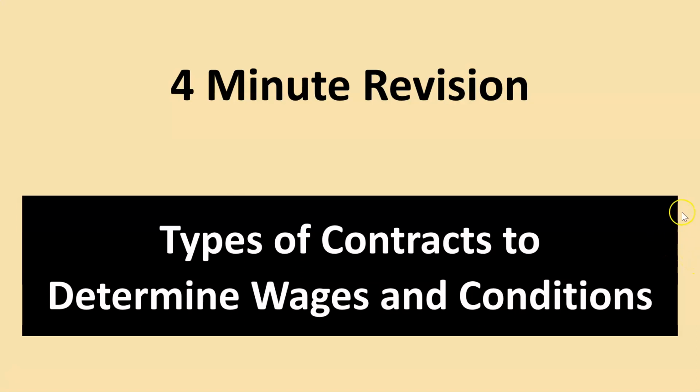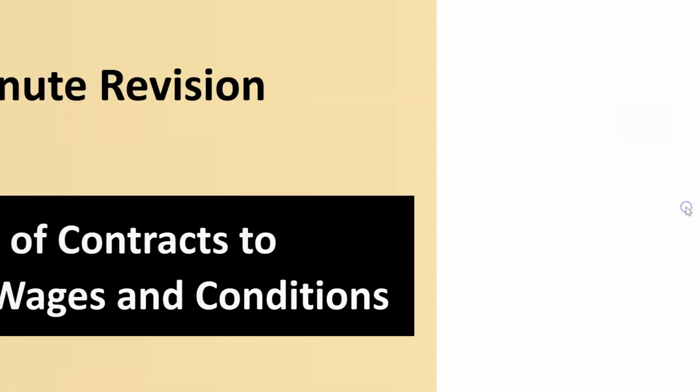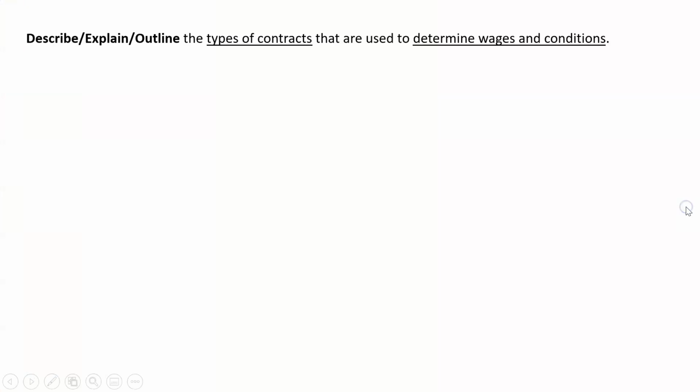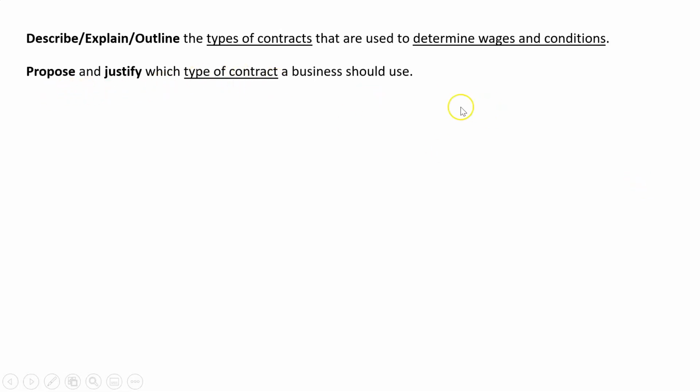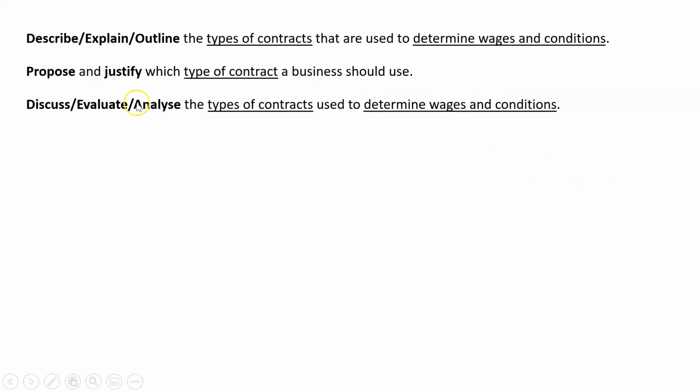Types of contracts to determine wages and conditions is a very big and confusing topic. The possible questions we might get are: describe, explain, or outline the types of contracts used to determine wages and conditions. We might need to propose and justify which type of contract a business could use. And maybe we need to discuss, evaluate, or analyse a particular type of contract, its pros and cons, strengths and weaknesses, etc.